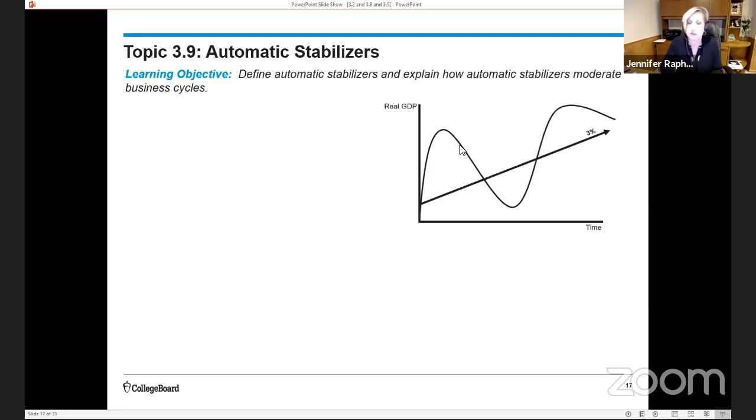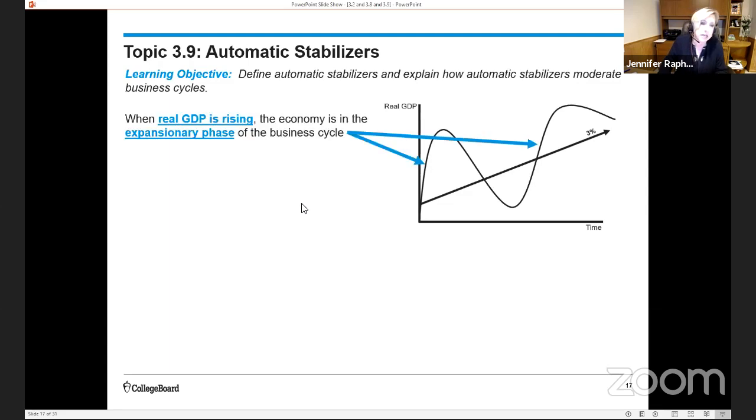So for a variety of reasons, both booms and busts have really negative consequences, economic and otherwise. So the goal of stabilization policy is to smooth out the business cycle. And with automatic stabilizers, they actually kick in as a result of the business cycle. They don't require a new act of law. So let's see how this works.